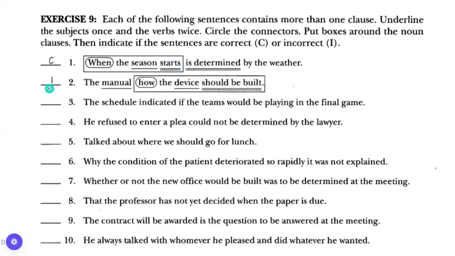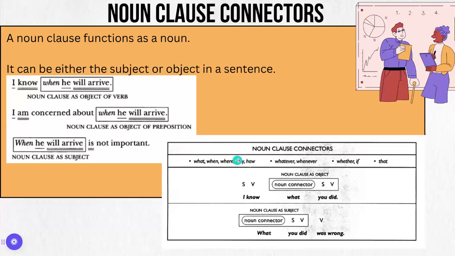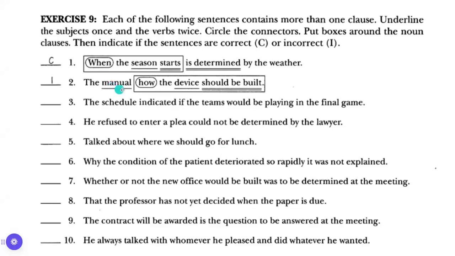Let's look at number 2. Number 2 is incorrect, but let's see why. It says the manual, how, and I have here how. Yes, I have my connector. The manual, how the device should be built. Although this is acting like the object of the sentence, there is no verb before this. Yes, there's no verb preceding this clause. That's why this sentence is incorrect. Okay, so I'll give you 3 minutes to complete these remaining exercises.